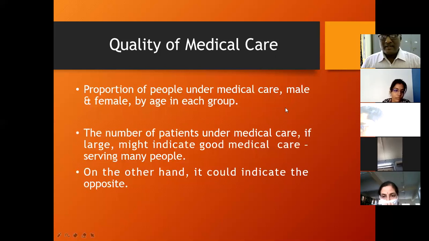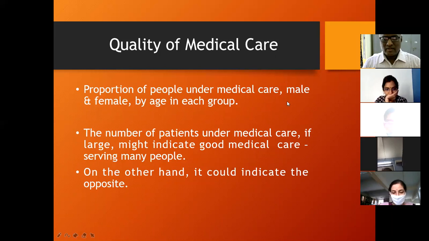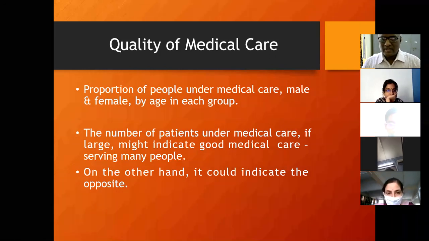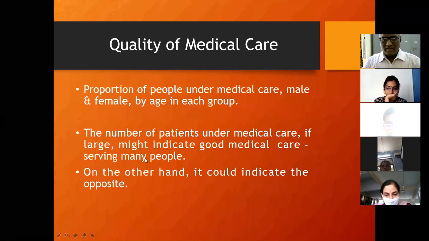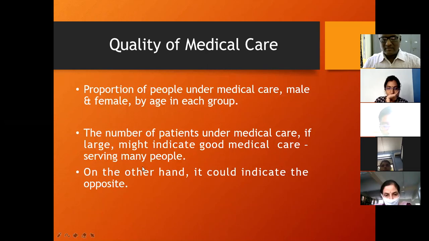Proportion of people under medical care, for example, male and female, by age in each group. So, what is the age of a patient? That can be numerical data. Number of patients under medical care, if large, might indicate good medical care but serving many people.